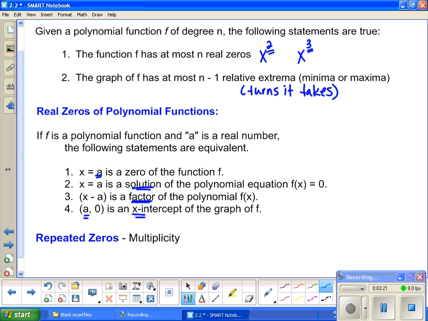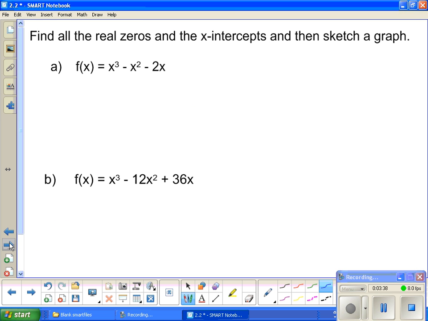Here's a vocabulary word. If we solve and we have multiple or the same zeros, a zero repeated, it's called multiplicity. And we'll look at some examples. So first we're going to find all the real zeros and x-intercepts and then sketch the graph.